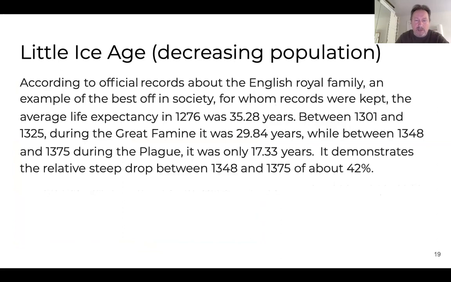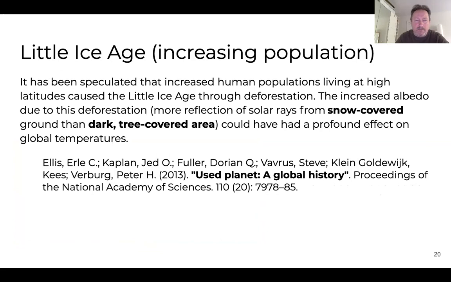I missed some slides. So there is also an increasing population theory. It has been speculated that the increased human population living at high latitudes caused the Little Ice Age through deforestation. The increased albedo due to deforestation, more reflection of solar rays from snow-covered ground than from dark tree-covered areas, could have had a profound effect on global temperatures. This is an opposite point of view and the link.